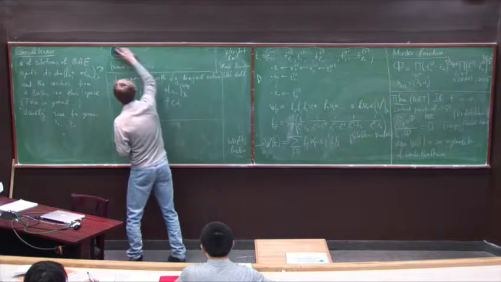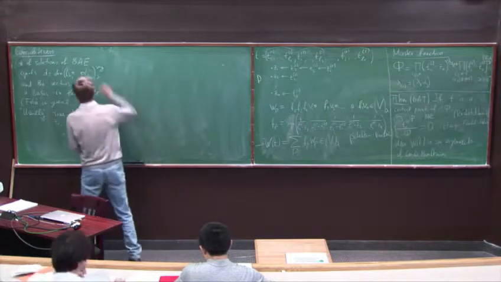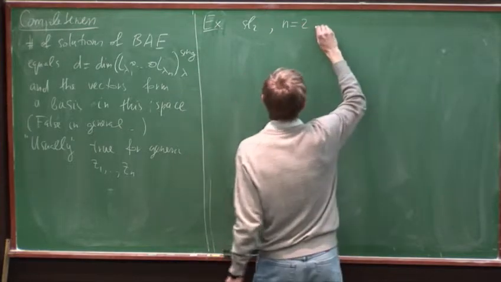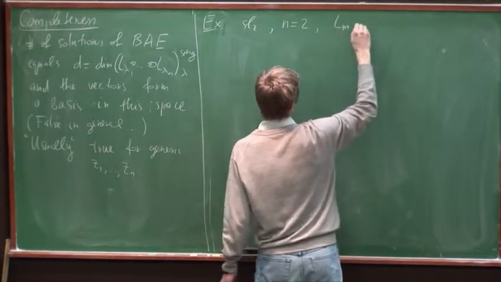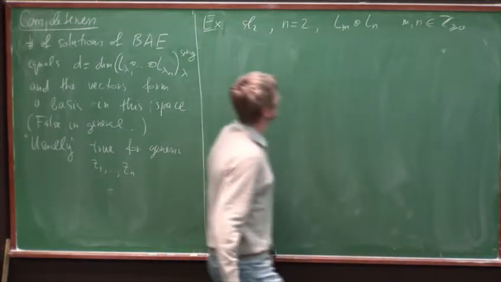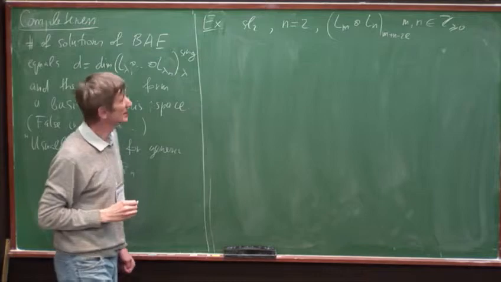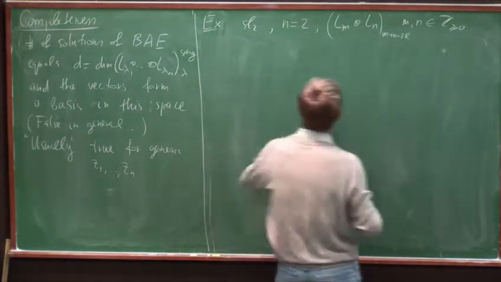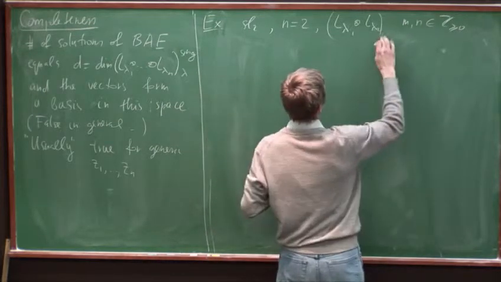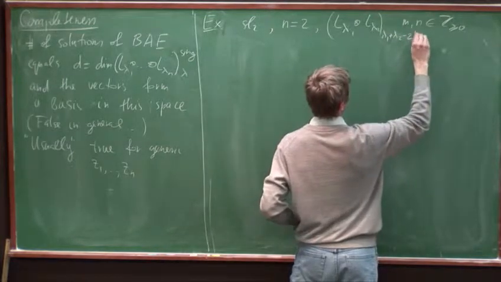So now let me go to a very special example. I will take one very simple example, an SL2 example. I will take n equal 2. So in this case I have L_m tensor L_n. These are SL2 modules, and m and n are integers. I will take the weight m plus n minus 2l here: lambda 1 plus lambda 2 minus 2 alpha.